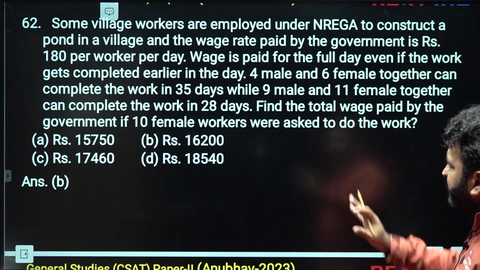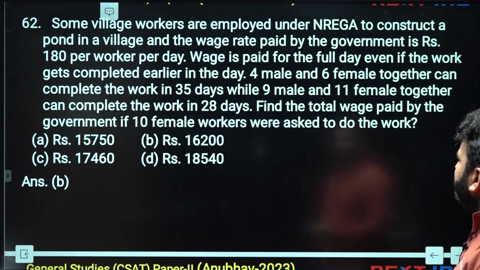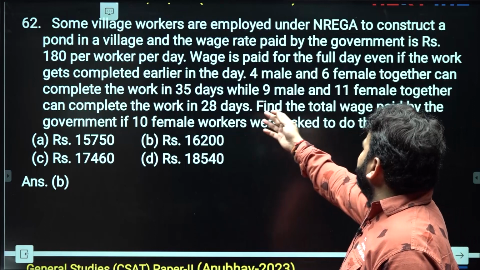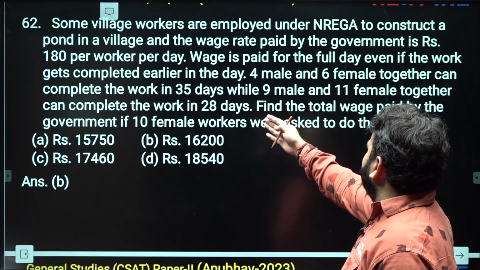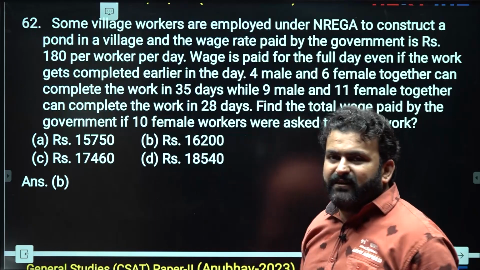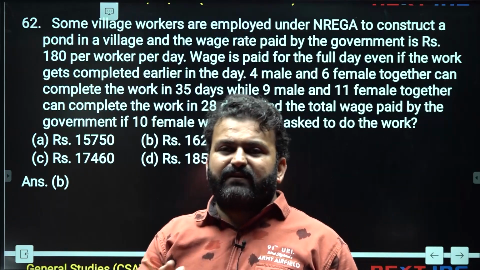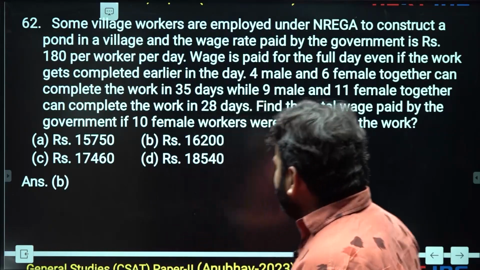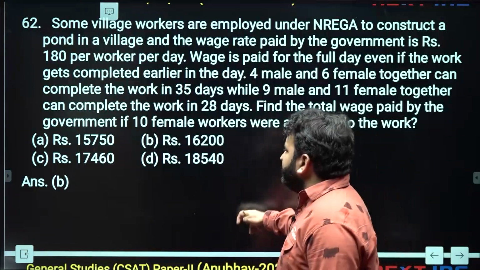So all of you, I'm just leaving this question, because definitely you cannot solve it. 4 male plus 6 female into 35 when you'll do, and equal to 28 into 9 male plus 11 female, the equation which you will get will be wrong. So here all of you just leave this question number 62.